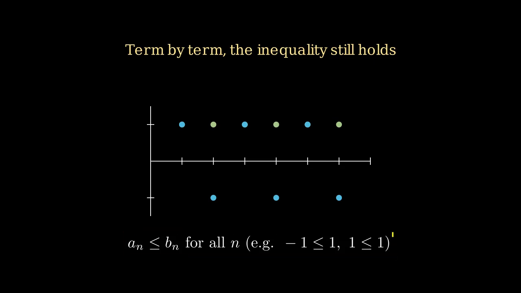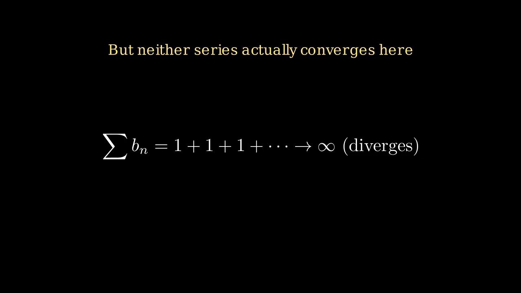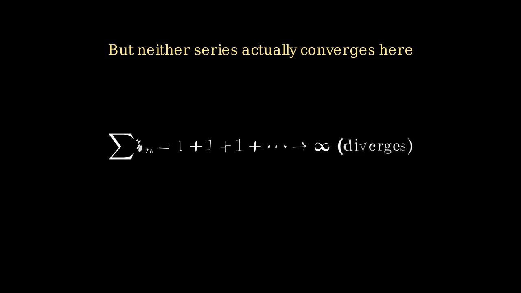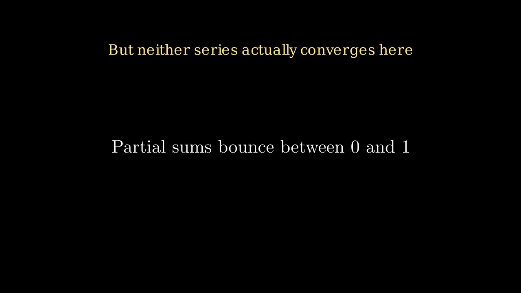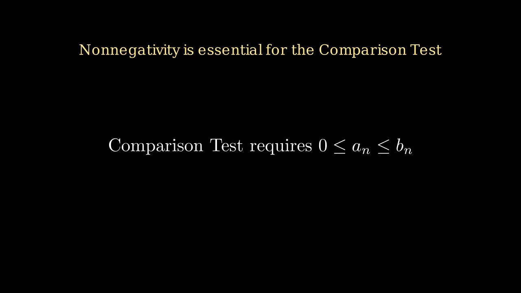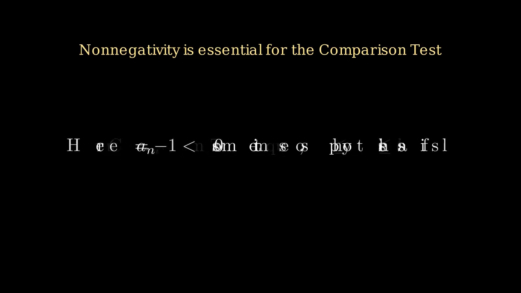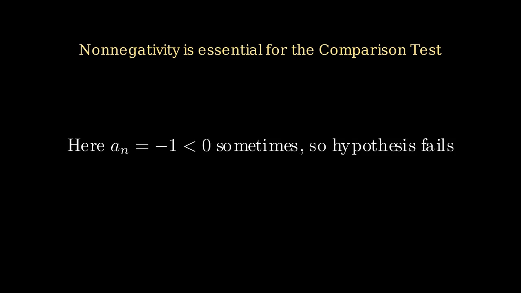But the constant series, summing 1 + 1 + 1 forever, clearly diverges, and the alternating series, summing 1 - 1 + 1 - 1 forever, does not converge either, since its partial sums just bounce between 0 and 1 and never settle down. Check this pathological case. The inequality held, yet it told us nothing useful, because the smaller sequence was not non-negative. This is exactly why the comparison test insists on terms squeezed between 0 and the larger series, not just any inequality between two series.